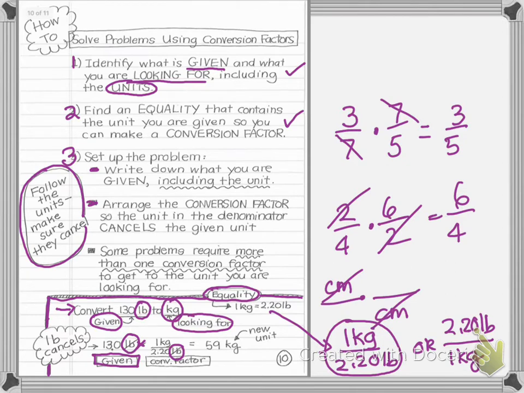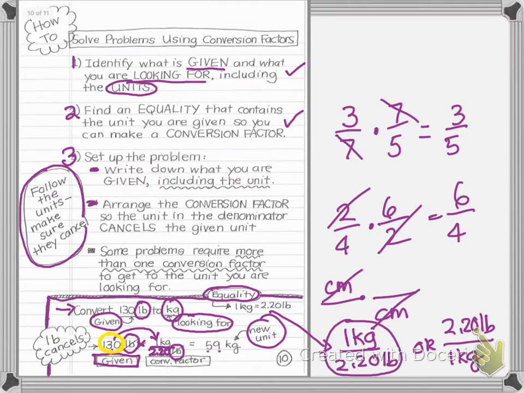So I'd say 130 times 1 divided by 2.20. And I get, to two significant figures, 59, and then I have my new unit left, kilograms, because it didn't cancel. Now you might say, wait, how did you get two significant figures? If I'm looking at it, this number has two significant figures because there's no decimal. Usually with what you're given, that's what you'll go with. So I went with two significant figures.